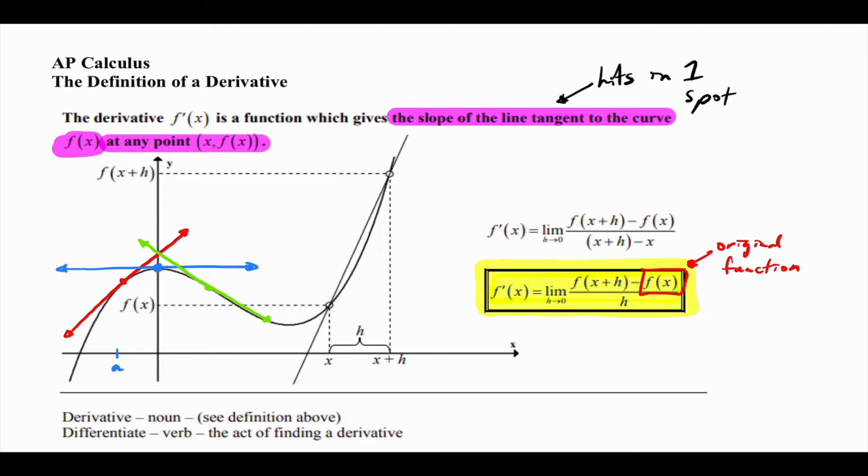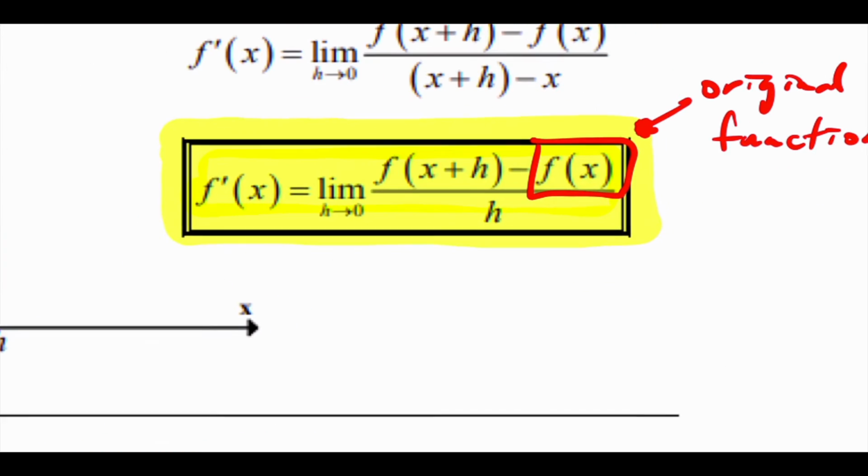Okay, so if it hits the curve at one point, that means it's tangent, right? So it kind of ricochets off. To find that slope, we use what's called the derivative. The definition of the derivative is this guy in yellow.